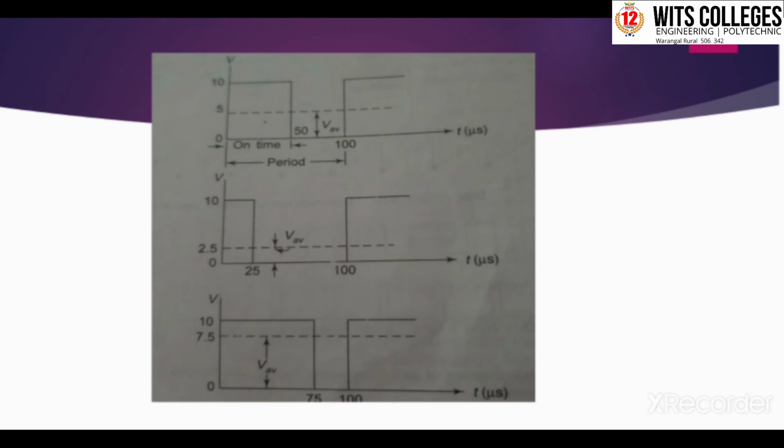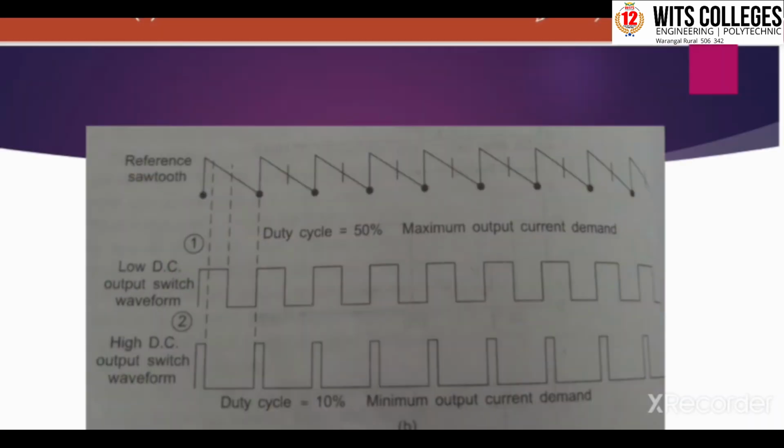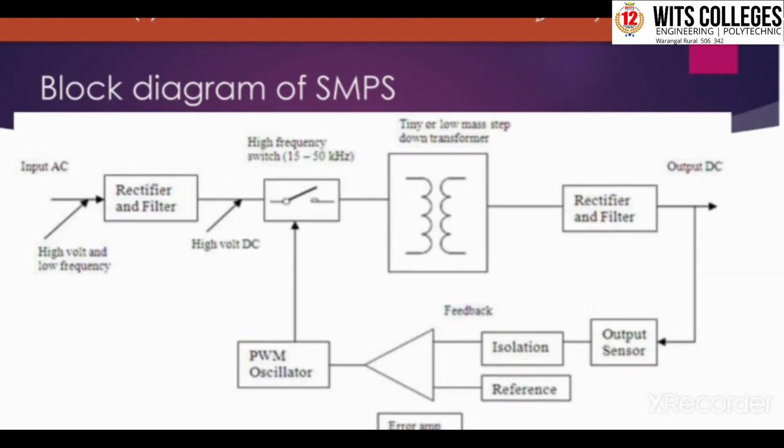Most switching mode power supplies regulate their output using a method called pulse width modulation. In this diagram, this is the power switch, the high frequency switch. The power switch which feeds the primary side of the step down transformer is driven by a pulse width modulator oscillator.